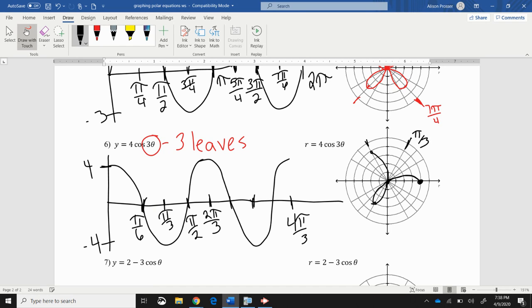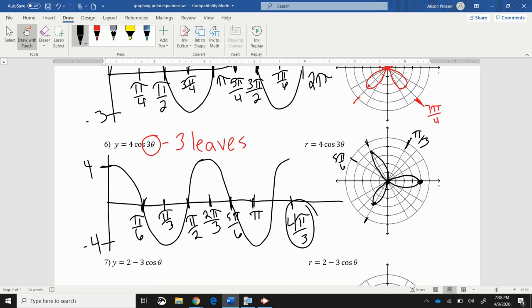Let's see, then this would be pi. This would be 5 pi over 6. So at 5 pi over 6, so that's this line right here, it needs to be back to 0, so it should never actually touch that line. And then if you can figure out that the last leaf goes here, what ends up happening is by the time you get to 0 to 2 pi, like if I go to 4 pi over 3 over here, 4 pi over 3 is right here.